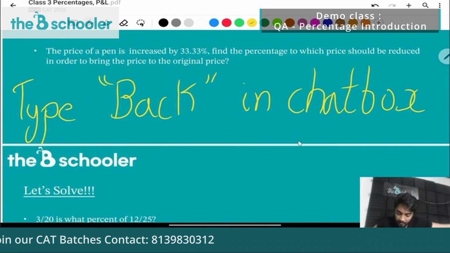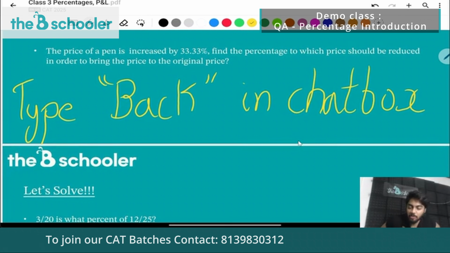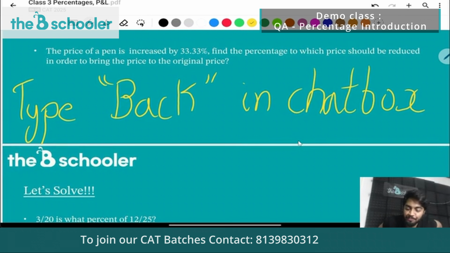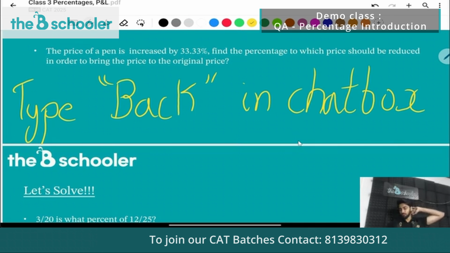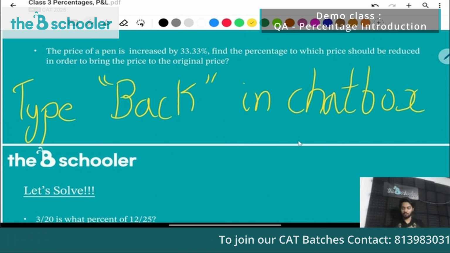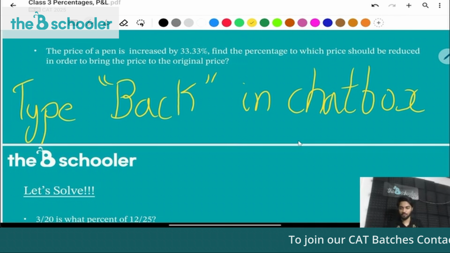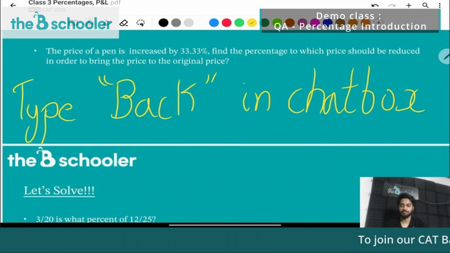Guys, if you are back, please type back in the chat box and send it to me so that I know you are here and we can continue. Okay, Gesla and Dishil are back. What about the others? Ashna, Nandakrishna, are you here?